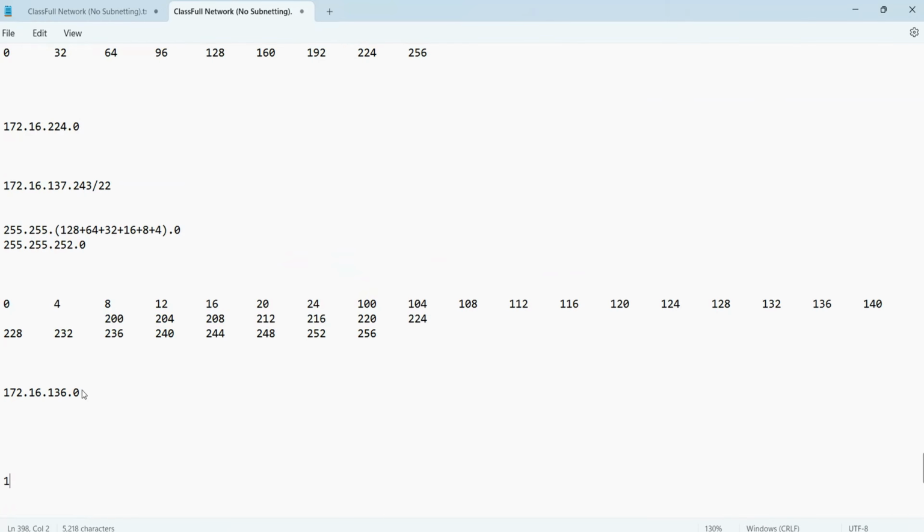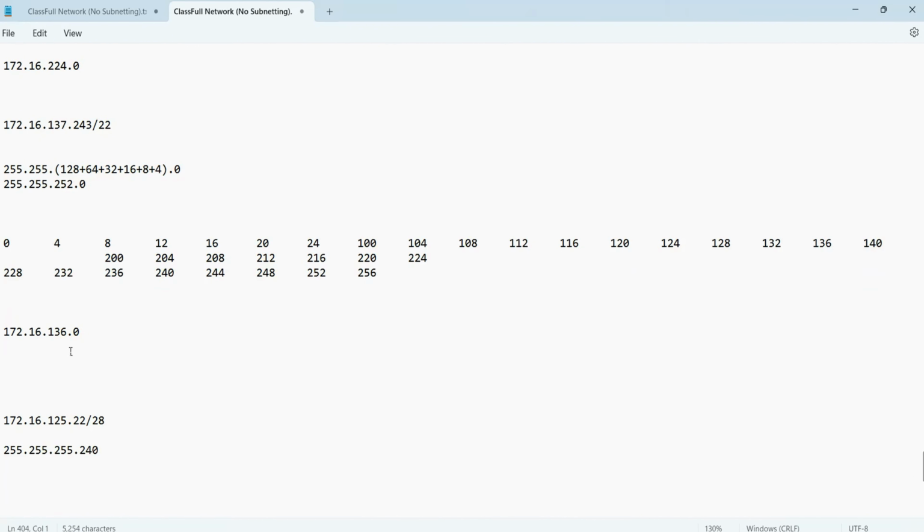Okay, let's do another one. 172.16.125.22, and I'm going to do a slash 28. How is that possible? Slash 28. 255 is 8 bits, 16 bits, 24 bits, four more. That's 240. So where does 136 fall under? I have to treat this like a class C. 136 at 0. I did this on purpose.